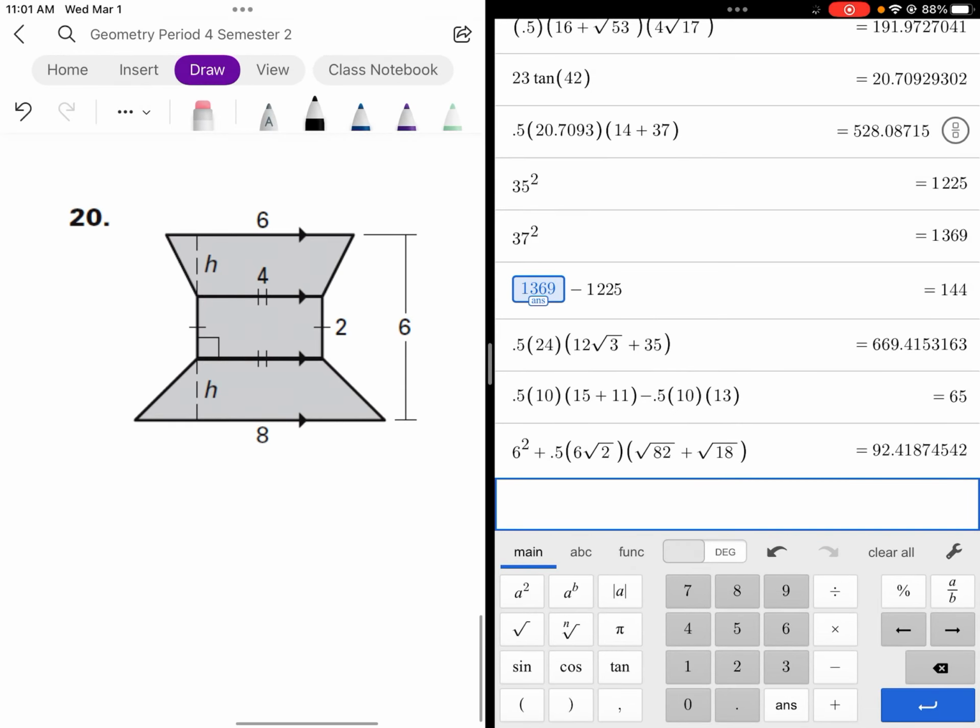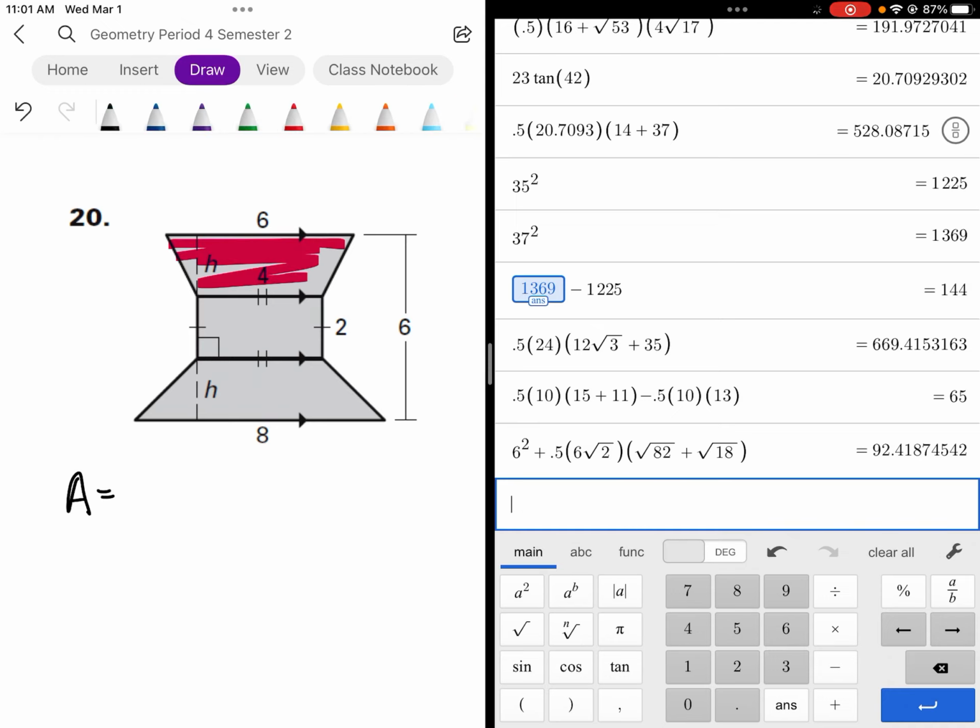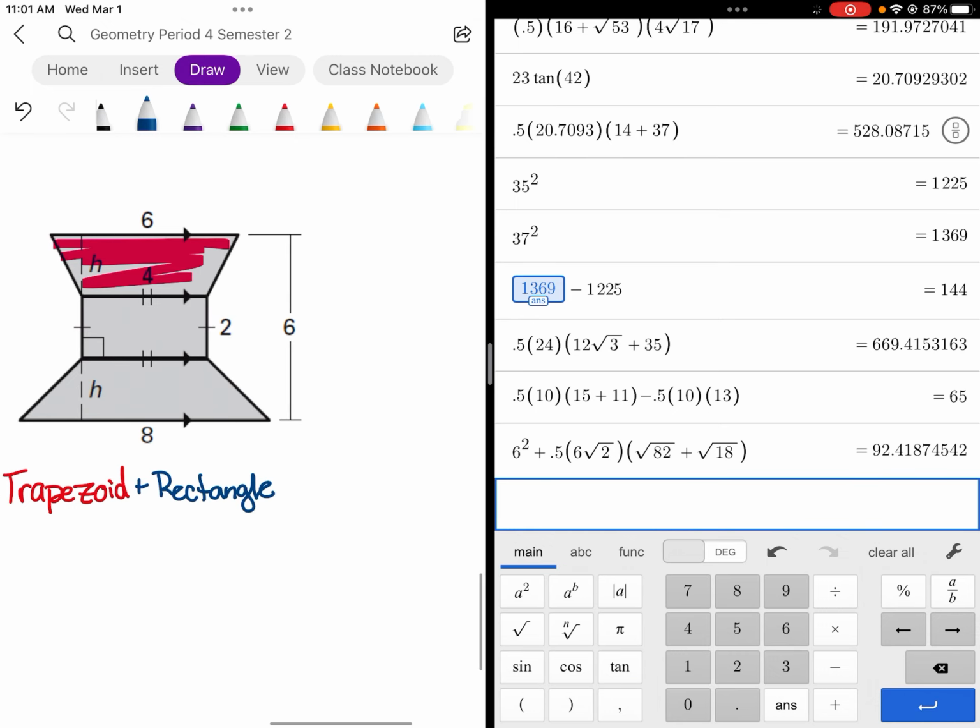Right, for number 20, we have to find the area of, again, the shaded region. So this one, we have 3 different parts. We have this top trapezoid here that we are going to find the area of. Then we're going to add on the area of the middle rectangle. So that's that middle portion. And then lastly, we're going to add on the area of the bottom trapezoid.